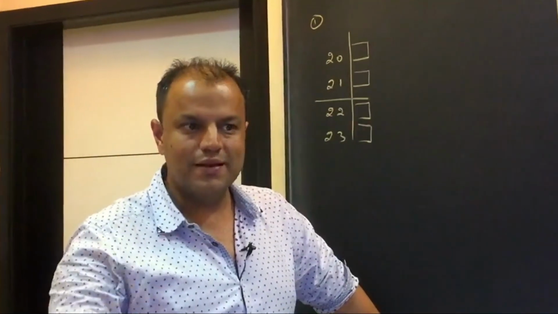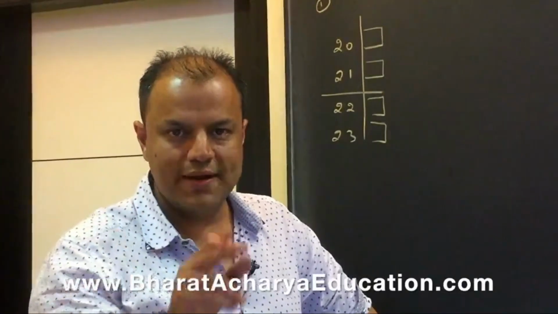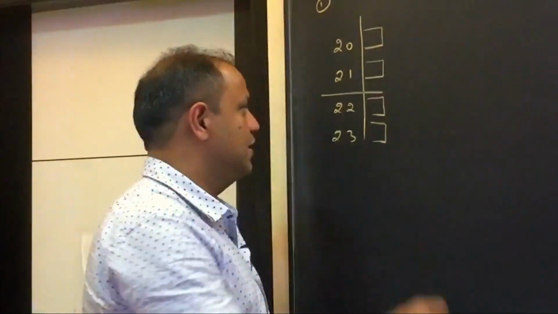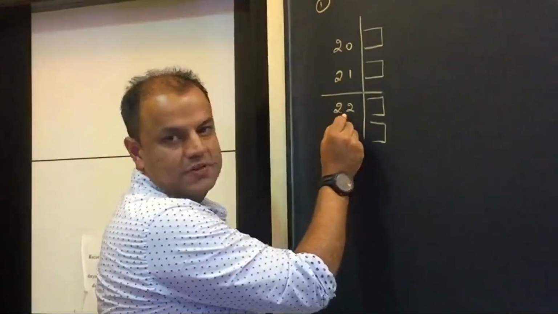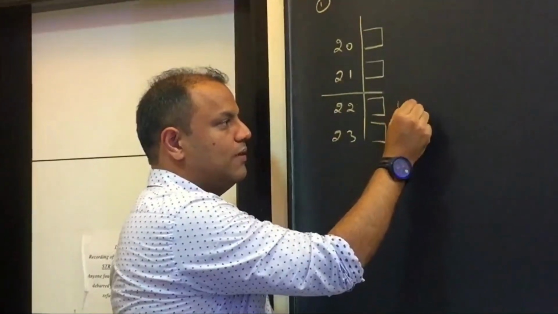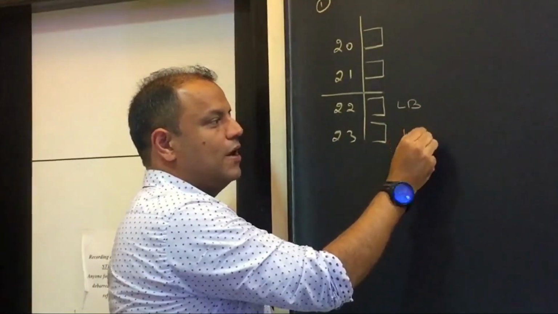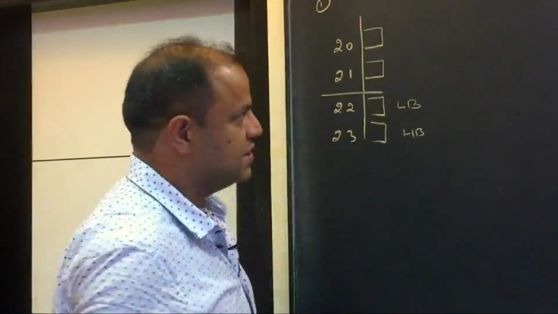Now, when it's stored in these two locations, 22 and 23, how will you store the answer? There is a principle followed. Lower byte, lower address, higher byte, higher address. Say it again. Lower byte, lower address, higher byte, higher address. This is 22, this is 23. Obviously, this is the lower address, so it will get the lower byte. 23 will get the higher byte. Please tell me, did you understand the question?